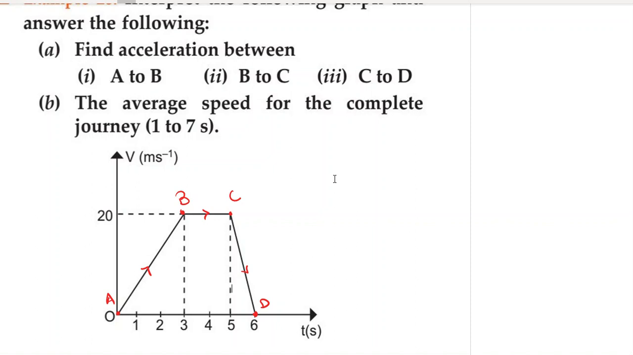This is easy. A to B acceleration. What is happening between B to C? What is the acceleration? See, B to C is a horizontal line parallel to the time axis, and this is a VT graph. So in a VT graph, wherever you find a straight line parallel to the time axis, the acceleration over here is 0 because the body is moving with constant speed. How much is that constant speed? 20 meters per second. Acceleration is 0. So one answer I have already given you. You just have to find the acceleration between A to B and C to D.